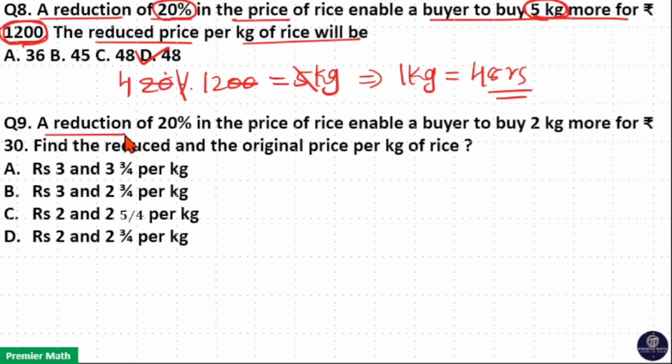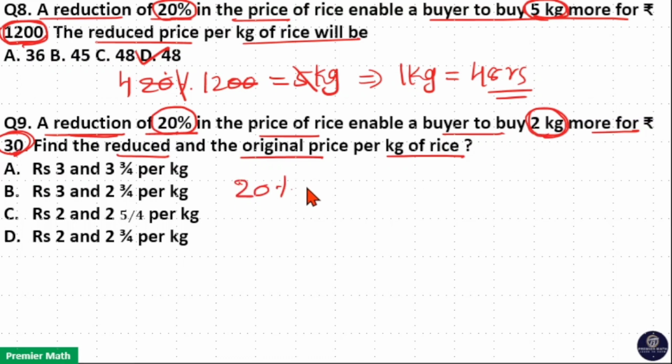Next is a reduction of 20% in the price of rice enables a buyer to buy 2 kg more for rupees 30. Find the reduced and the original price per kilogram of rice. Here this 20% discount resulting in this extra 2 kg and this 2 kg also coming from this 30 rupees, which means 20% of this 30 resulting in this 2 kg. That is 20% of this rupees 30 resulting in this extra 2 kg.